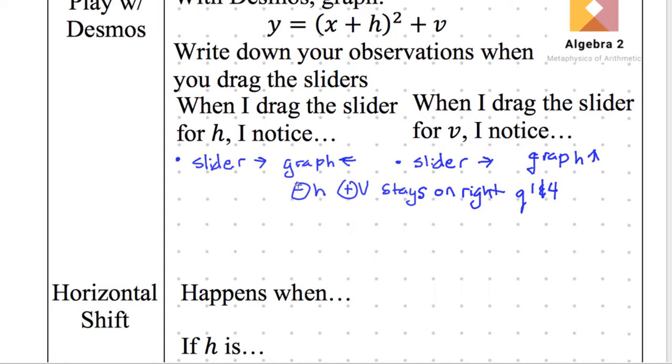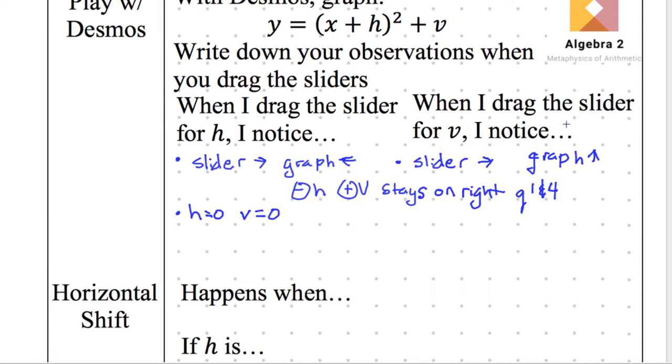Quiet raised hand. Other observations for XP. No other observations? Fiona, go for it. If h equals 0, then if h equals 0 and if v equals 0, then the little bottom part is on 0, 0.